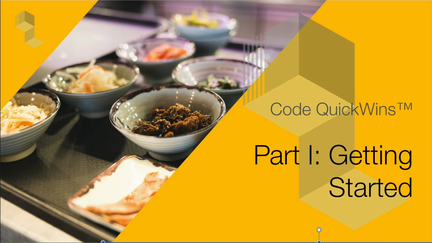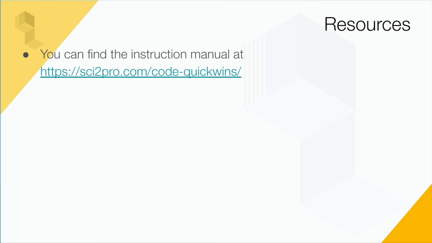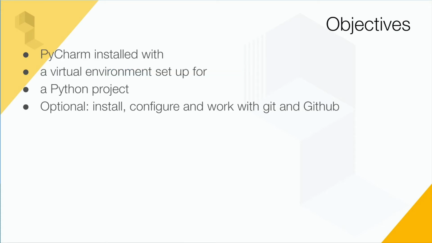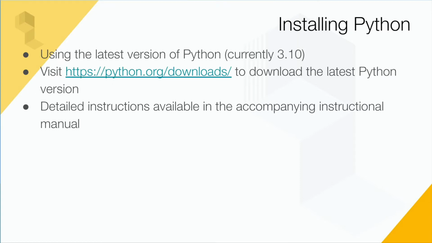Part 1, Getting Started. By the end of this section, you should have PyCharm installed with a virtual environment set up for a Python project. You also have the option to learn how to install, configure, and begin to work with Git and GitHub. I strongly recommend that you include this as part of your learning journey. So let's get started with installing Python.